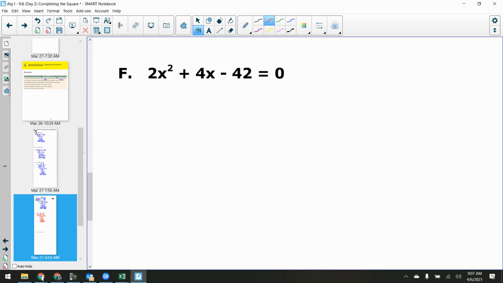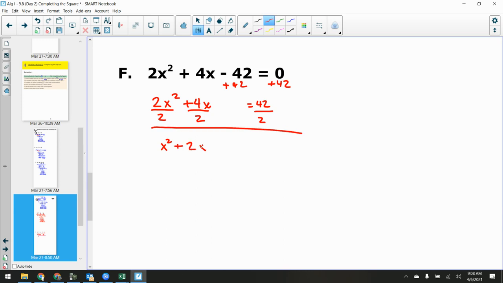What am I going to divide through by this one? 2. Actually, I shouldn't even do that yet, should I? I got to get 42 over to the right side. Sorry. People are like, whoa, whoa, whoa. I add the 42. That gets me 42 on the right side now. Now I can divide through by 2. Everybody gets divided by 2. So I've got x squared plus 2x is equal to 21.